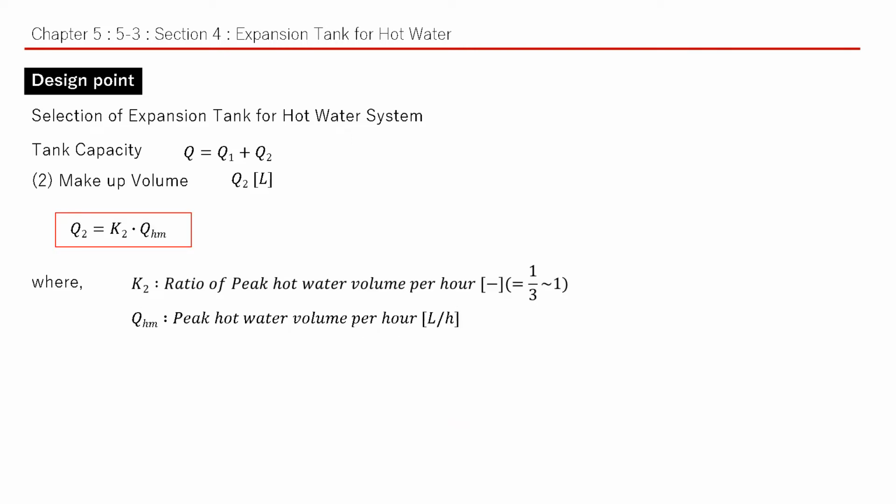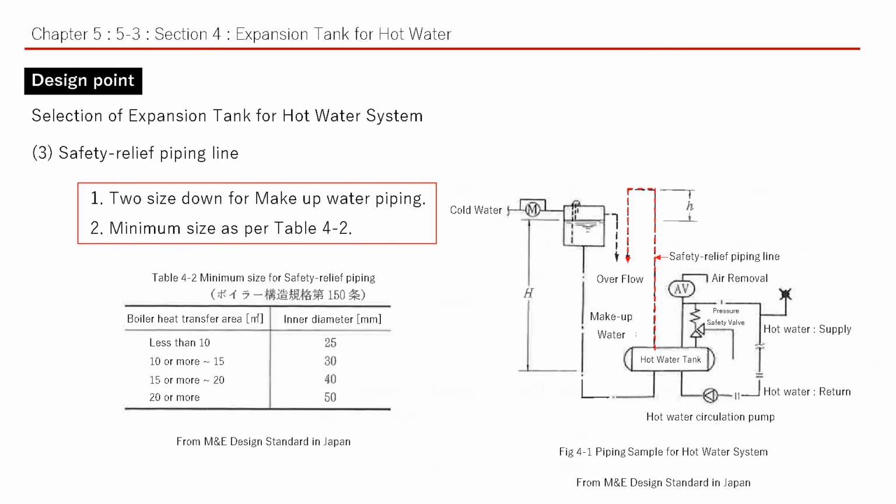Q2 is volume of makeup water. Expansion tank capacity to be sum of Q1 and Q2. Next, we will explain about selection method for safety relief piping line. Method is similar with expansion tank. We will calculate how much expansion to expect.